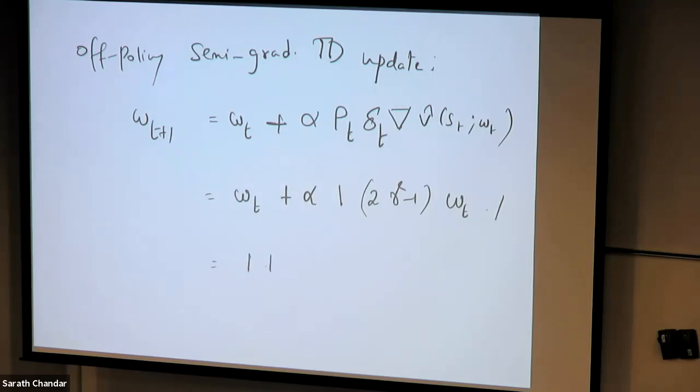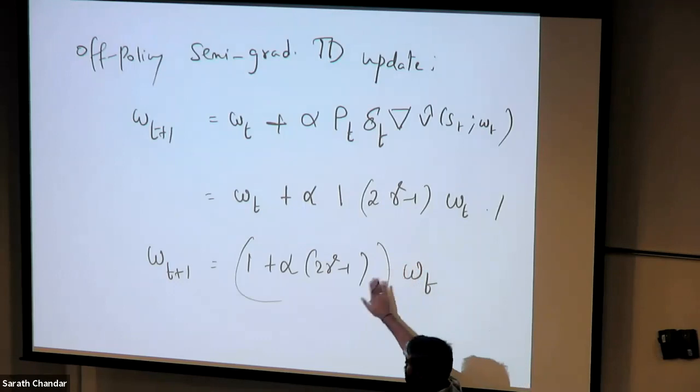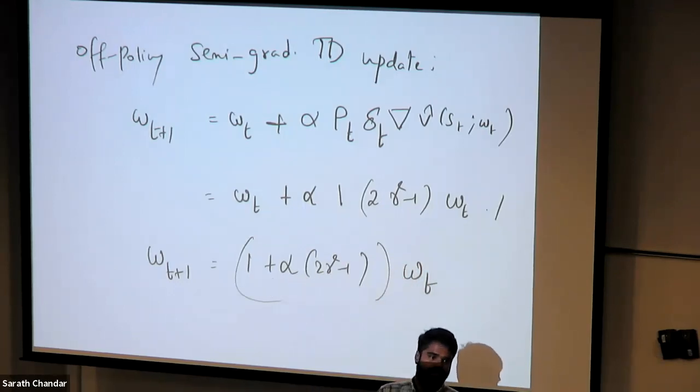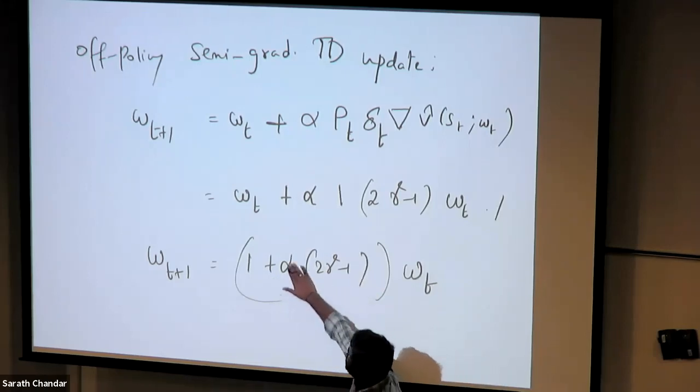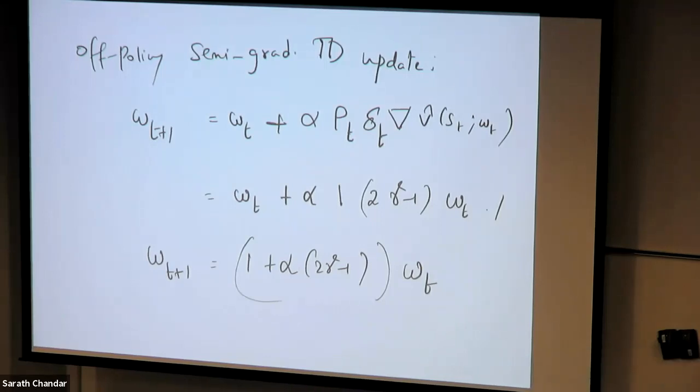So this is basically 1 plus alpha times (2 gamma minus 1), times W_t. So at every time step, you are scaling your W_t by this term, 1 plus alpha times (2 gamma minus 1). Now, if alpha times (2 gamma minus 1) is greater than 0, then the system is going to be unstable. If 1 plus alpha times (2 gamma minus 1) is greater than 1, then the system is unstable. So when would this happen? For what value of gamma?